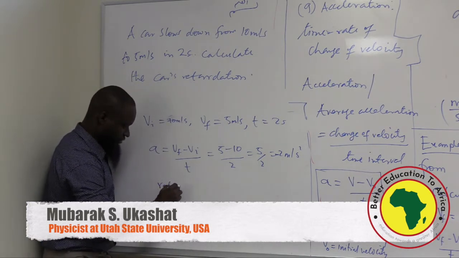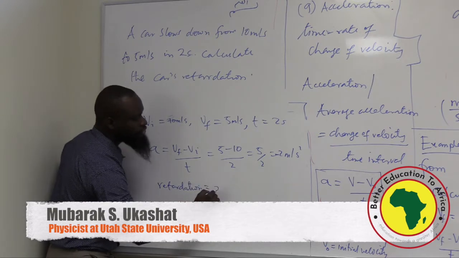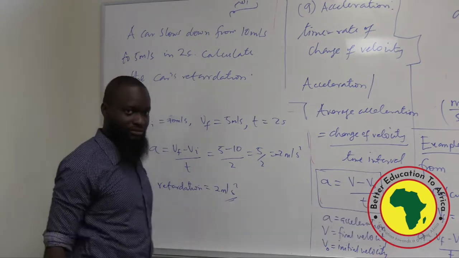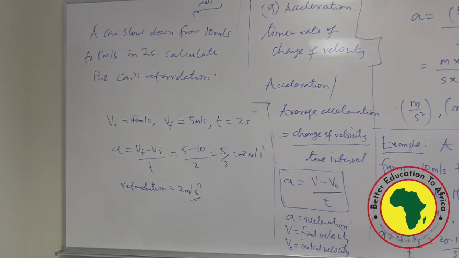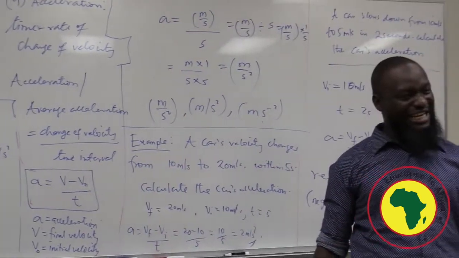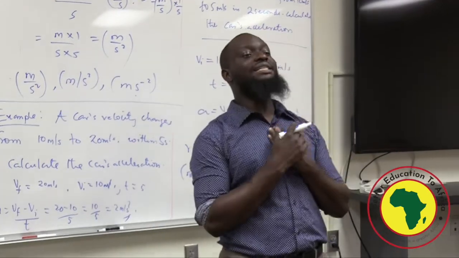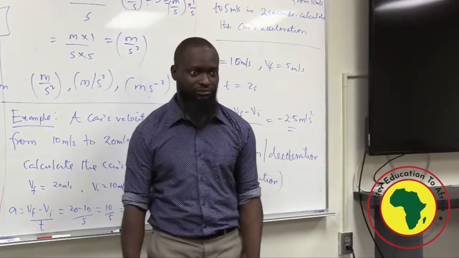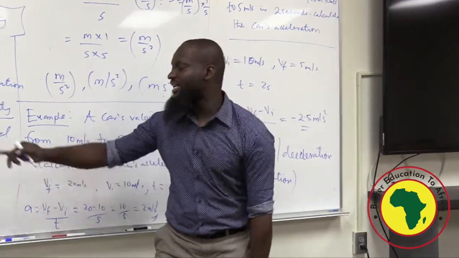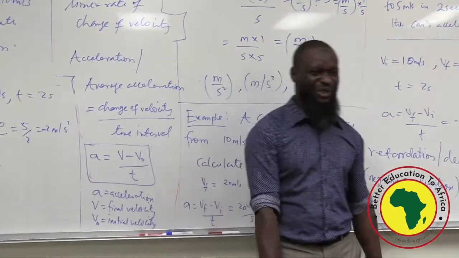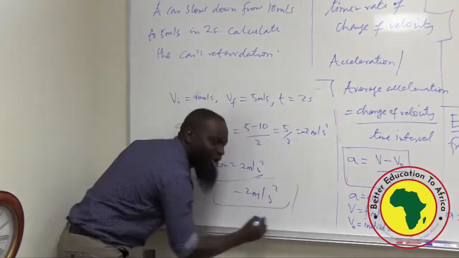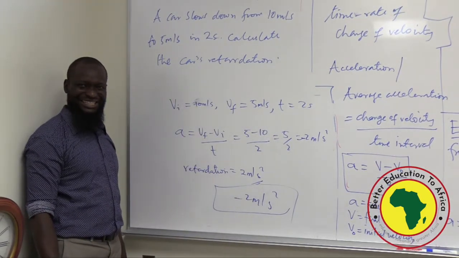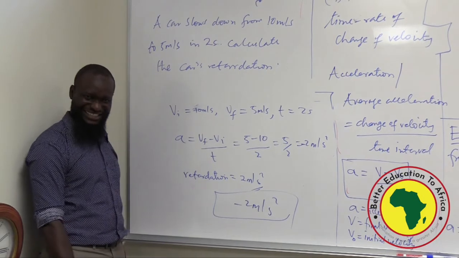Your retardation is 2.5 meters per second squared, without the minus, because retardation already means a negative acceleration. So if you are finding retardation, take out the minus sign. But if they say find acceleration, then the minus sign has to come there, that it's a negative acceleration. By the time you say your retardation is minus 2.5 meters per second squared, then it's a tautology. It's like saying minus twice. Do you get that?